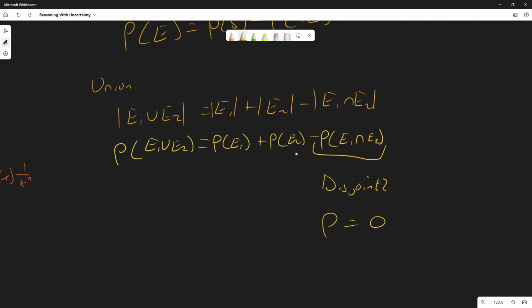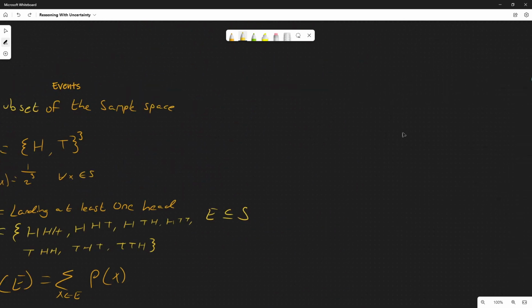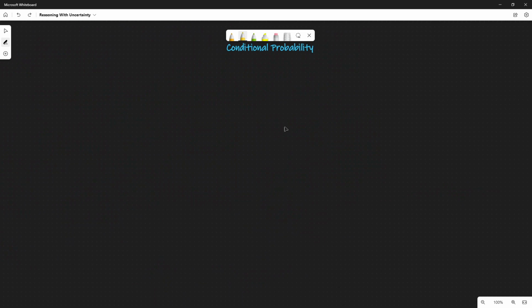So be aware, if you have disjoint events, the equation is the exact same as this one, but that final thing, the subtraction, gets removed because it's 0. So all you have is the sum of everything involved, which is in this case E1 plus E2. So be aware of that. Otherwise, not particularly important. Let us move on to conditional probability.